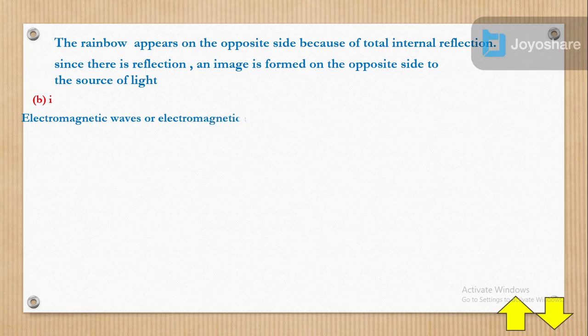Okay, so we have agreed that these are electromagnetic waves, or the electromagnetic spectrum. Why electromagnetic? It is because it does not require a material medium for travel. Okay, let's now go to Roman number 2.